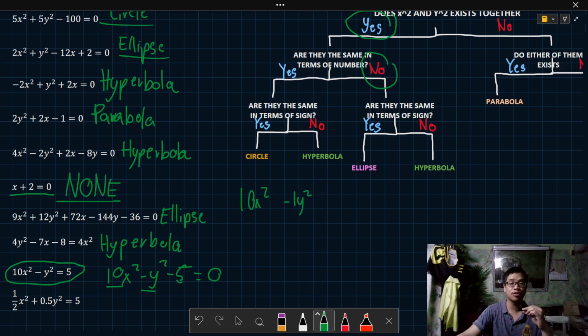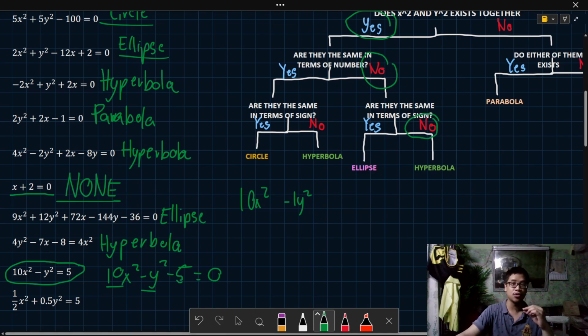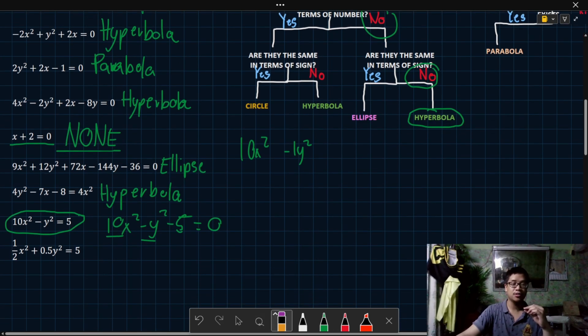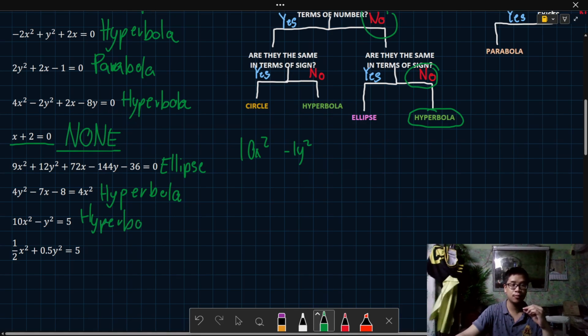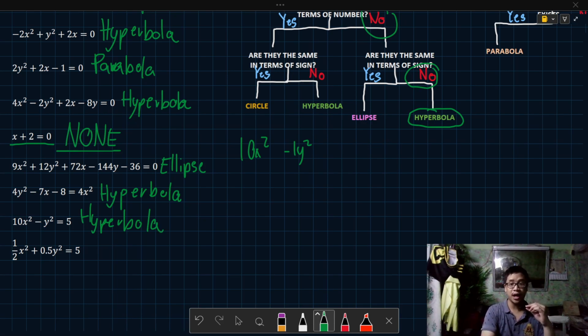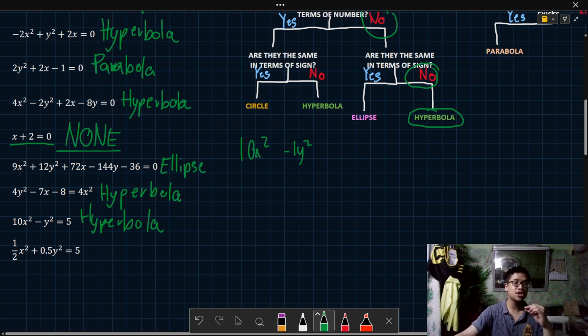Now, are they the same in terms of sign? So, both of them are not the same because one is positive and the other is negative. So, it's a no. So, the answer for that is hyperbola. All right. So the answer for the second to the last problem is just the same answer as the previous one, which is hyperbola. That's it. And now, lastly, we have 1 half x squared plus 0.5 y squared is equal to 5.